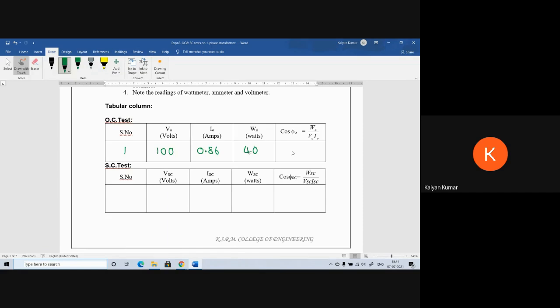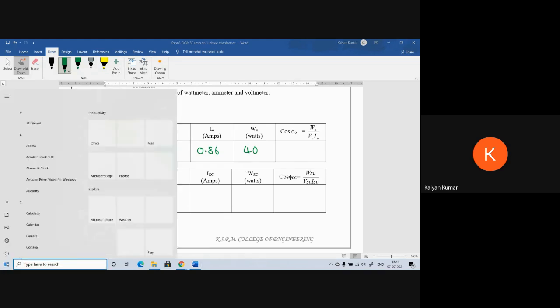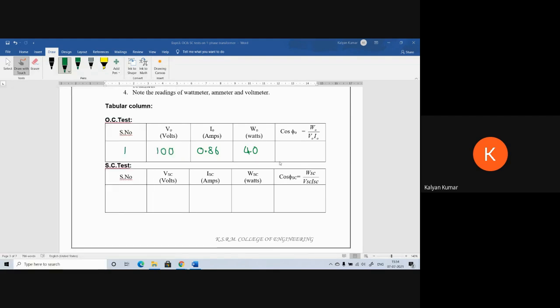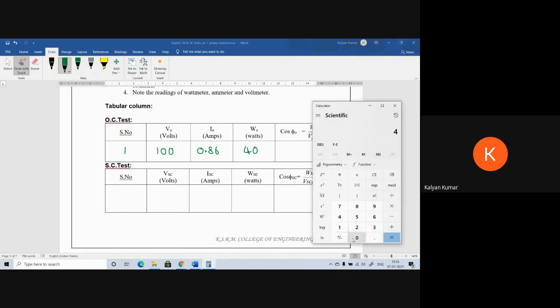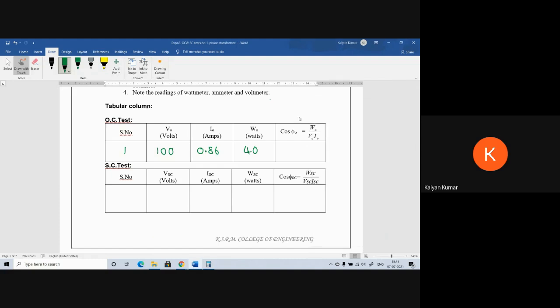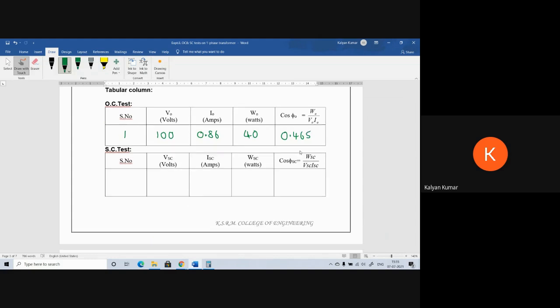Now, if we calculate cos phi naught, W naught is 40 divided by 100 into 0.86. So we are going to get 0.465. 0.465 is the no load power factor.